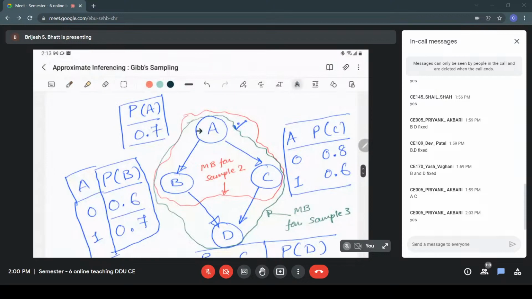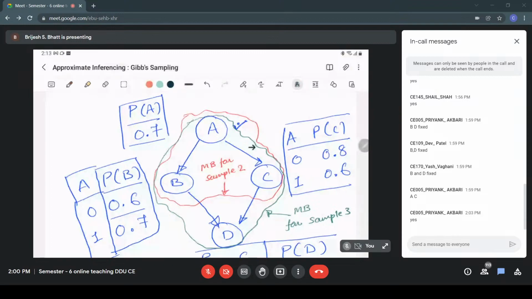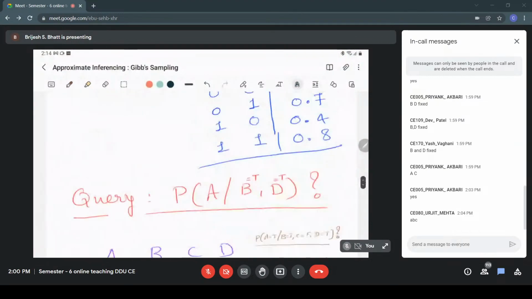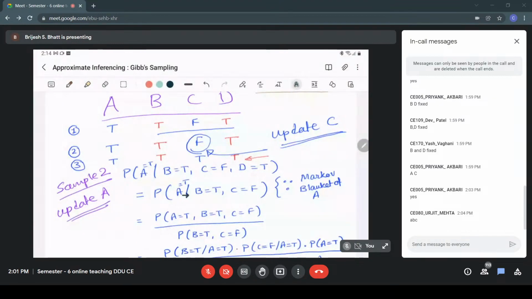A is here. So what is Markov blanket of A? A, B, and C. This red area, which I have marked, is the Markov blanket of A. So probability of A given B is equal to true, C is equal to false, D is equal to true is equal to probability of A is equal to true given B is equal to true, C is equal to false using our Markov blanket property, which turns out to be joint probability of A true, B true, C false divided by probability of B true, C false.